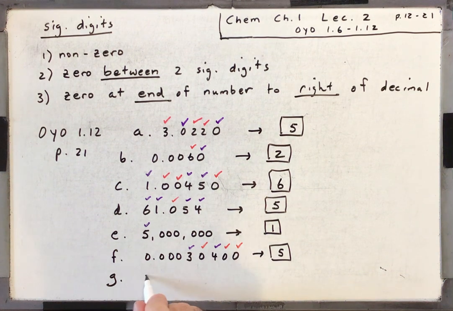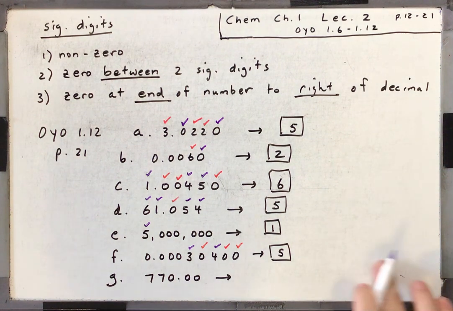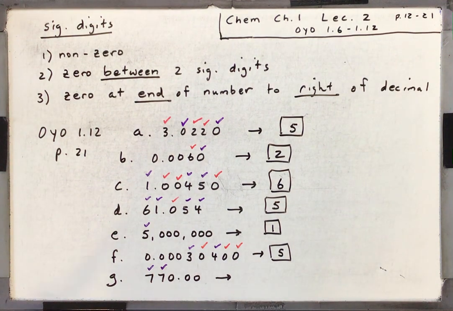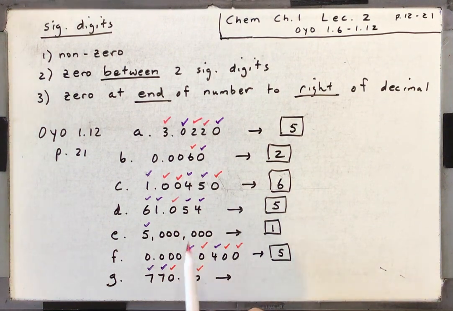All right, how about 770.00? Now, why don't you pause the video and try this on your own? See if you got it down. Okay, welcome back. We got a 7 and a 7. So it's all about the 3 zeros. We've got a 0 to the right of the decimal at the end of the number. How about these 2 zeros in between, the last 0 and the 7? Yeah, they meet rule number 2, between two significant digits. So in this one, all 5 are significant.